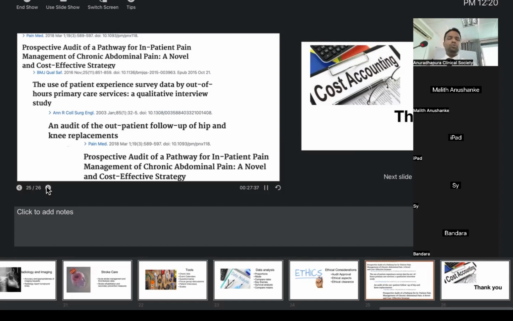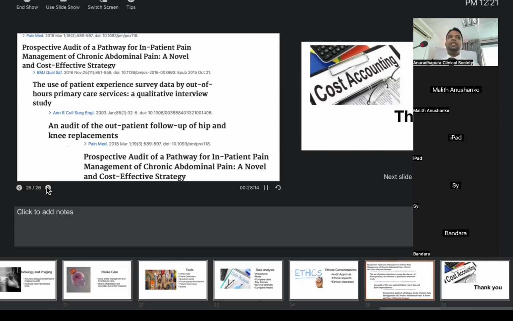I think it's about a 2 or 3 year follow-up period, and it involved about 43 patients with acute abdominal pain. They audited how many of them had somatoform or somatic complaints, how many unnecessary ultrasound scans, what the different problems were, and how many of them had the typical clinical history. So like that. The use of patient experience survey data by out of hours primary care services, a qualitative interview.